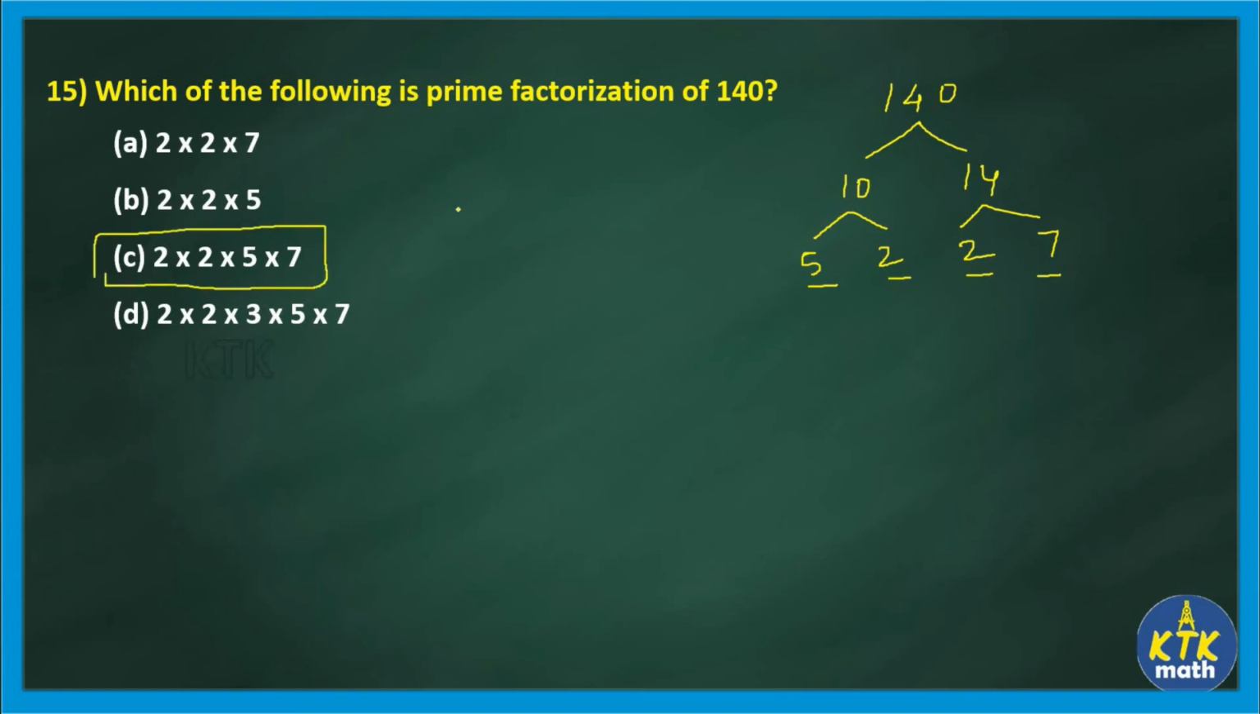If you want, you can do the same question for 140 with the help of long division also, and you are going to get the same answer. It is up to you. Whatever method is comfortable and easy for you, you can apply that one, either the factor tree method or the long division method. It is your choice. So question number 15, our answer is option C.